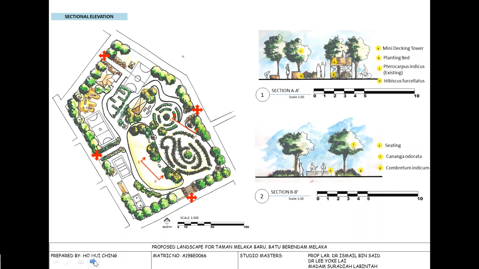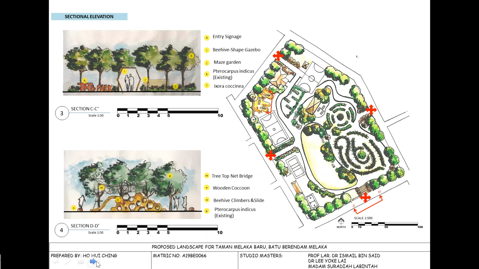So here comes the sectional elevation. There are a total of 4 sectional elevations in this proposal. So the first area is the area between the allotment garden and the mini decking tower. Alright, and then the second space is the relaxing area, the lawn, which is the empty space. And then we move on to the third place, which is the view from the main entrance, as well as the section from the children adventure area.